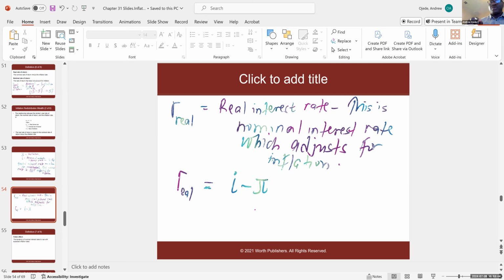You can write this formula in three different ways. If you want to make I the subject, that means you're adding pi to both sides. So you can write this as nominal interest rate equals real interest rate plus inflation. Or if you want to make inflation the subject, you can also write pi equals nominal interest rate minus real interest rate. These three formulas can be used interchangeably to mean the same thing.